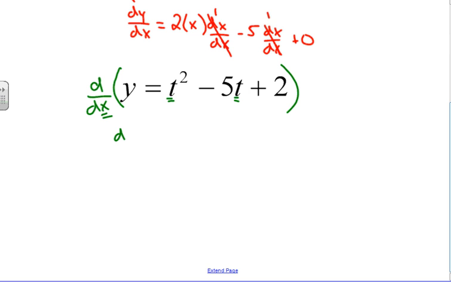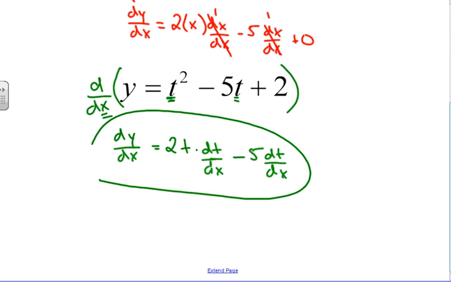So the derivative of y with respect to x is going to be dy/dx. Now the derivative of t squared, well, that's going to be 2t. Remember, the derivative of the outside is 2t, but the inside function is t. Well, what's the derivative of t with respect to x? Well, it's dt/dx. If we have negative 5t, well, it's going to be negative 5, derivative of the outside, times derivative of t, which is dt/dx. And then that's going to be 0. So notice what we have is that each function is multiplied by the derivative of the variable with respect to x, just like we did above.